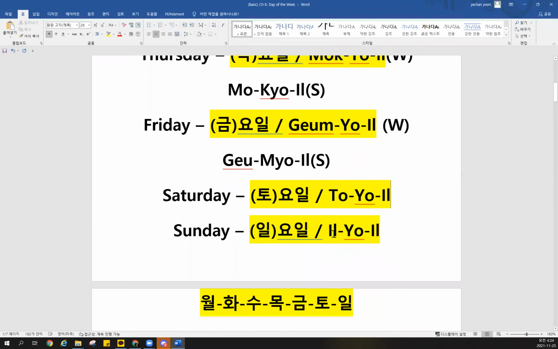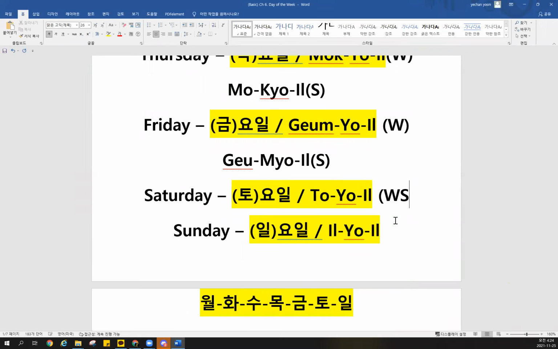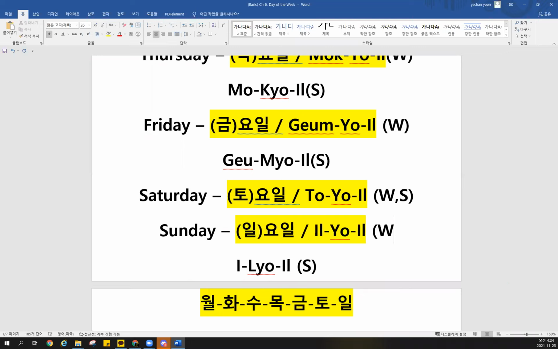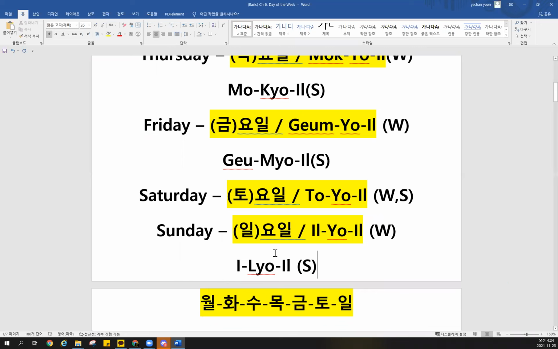Saturday, how you can say 토요일. It's going to be the same with the writing and the speaking. And lastly, Sunday, how you can say 일요일. 일요일 is going to be like this. This is how you can speak it out. Writing is going to be like this, speaking is going to be this one.